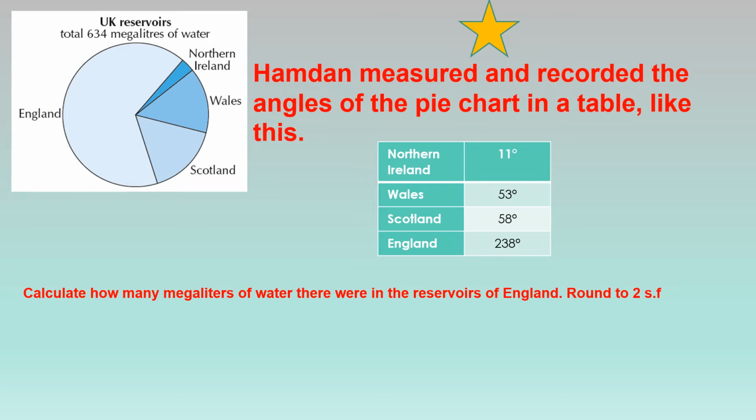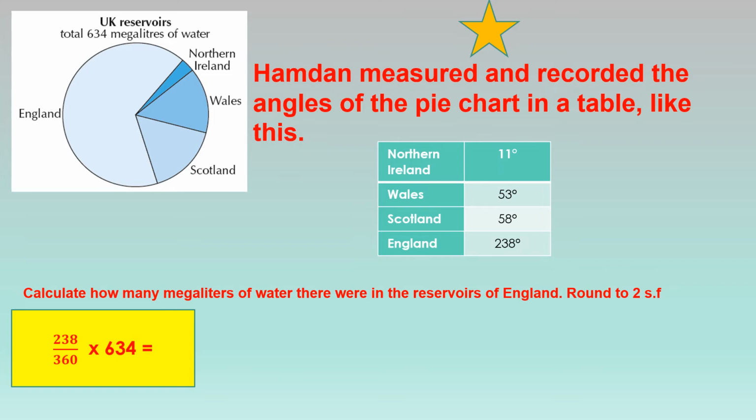When we look at England, the angle is 238 degrees. Since he gave you the angle, you have to write it over the total number, which is 360. And then you multiply it by 634. Why 634? Because if you look at the table, you will find that the total number is 634 megaliters.